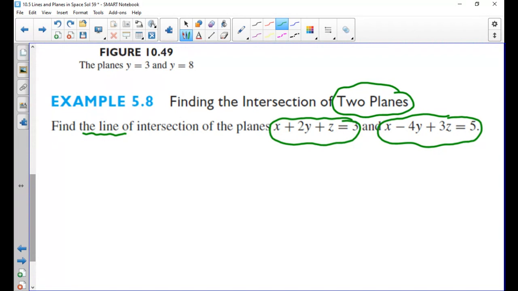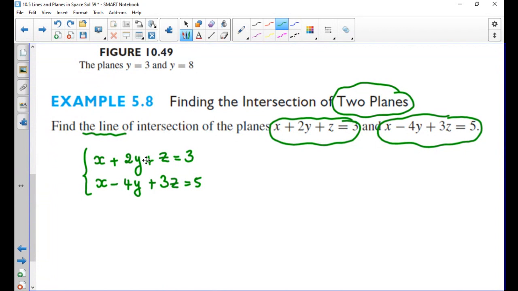All right, so let me write the two equations. Basically, if you want the intersection, you need to consider the two equations together. This is what you do, for example, for lines. If you have two lines and you want the intersection point, you need to solve the two equations together to find x and y. Same thing here. So let's consider the two equations together, plus z equal to 3 and x minus 4y plus 3z equal to 5. So I have these two equations which I need to solve together.